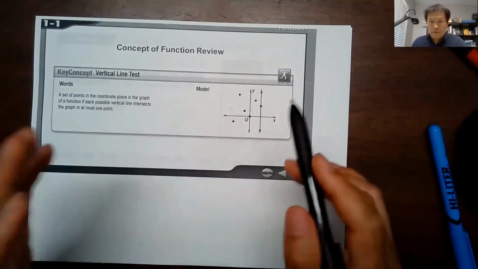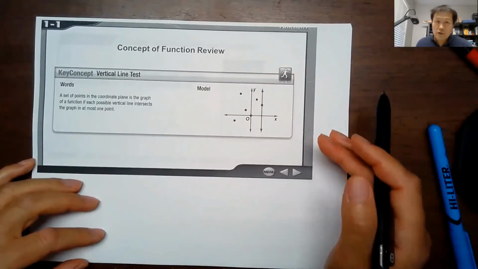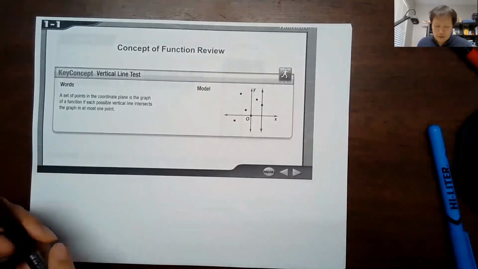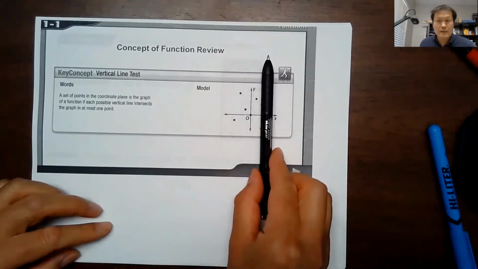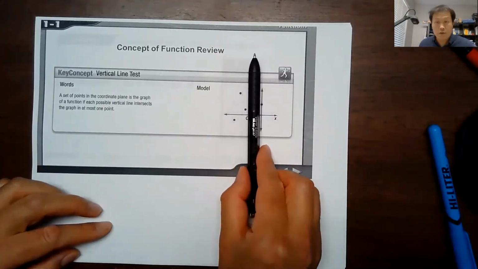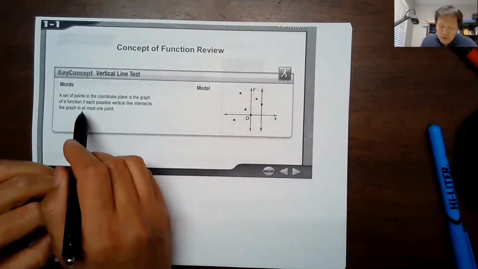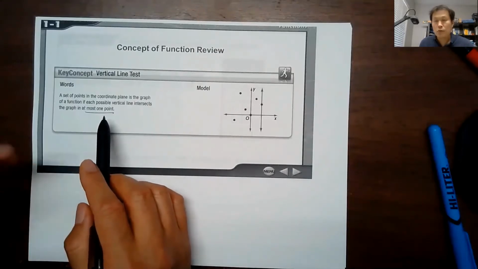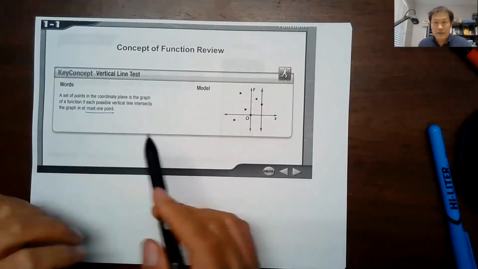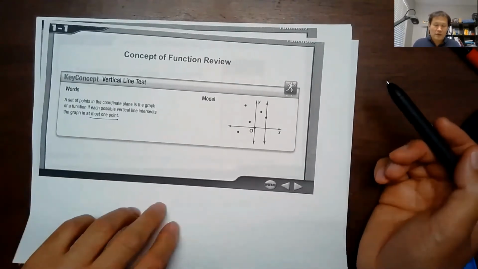Vertical line test. If your relationship is presented on a graph, you can use a vertical line test. So put a vertical line anywhere you like. If that vertical line passes the graph more than once anywhere, that's not a function. At most one point, anywhere you put the vertical line, it can pass the graph at only one point or no point at all. If it passes more than one point, that's not a function. It fails the vertical line test.